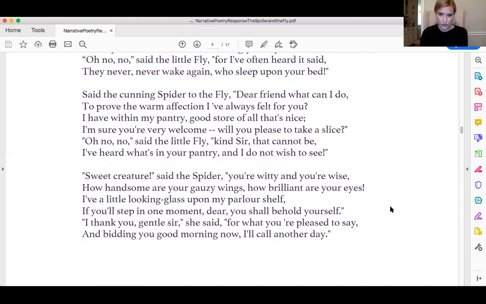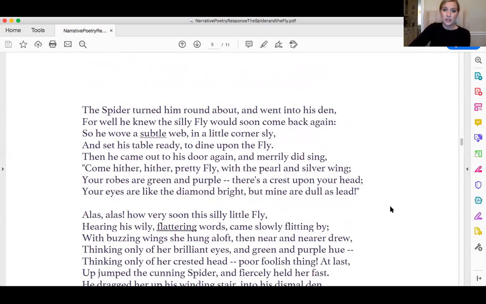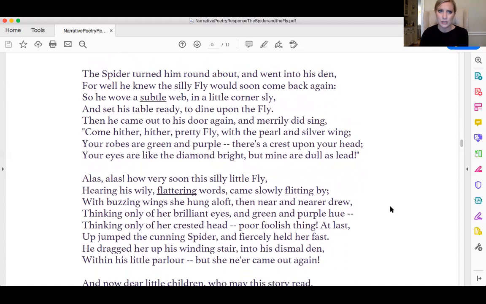"I thank you, gentle sir," she said, "for what you're pleased to say, and bidding you good morning now, I'll call another day." The spider turned him round about and went into his den, for well he knew the silly fly would soon come back again. So he wove a subtle web in a little corner sly, and set his table ready to dine upon the fly. Then he came out to his door again, and merrily did sing, "Come hither, hither, pretty fly, with the pearl and silver wing. Your robes are green and purple, there's a crest upon your head. Your eyes are like the diamond bright, but mine are dull as lead."